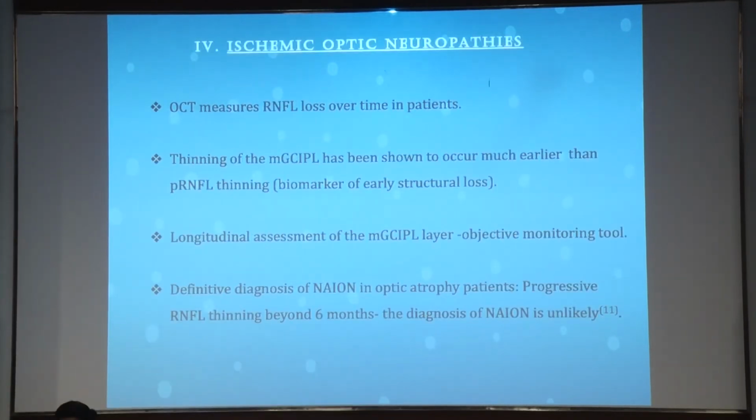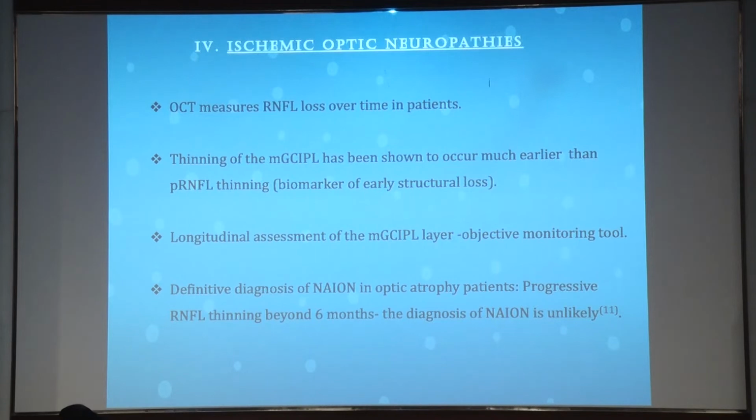In ischemic optic neuropathy, you can have a definitive diagnosis because usually in NAION patients, the vision loss does not progress beyond 6 months. The RNFL thinning should not progress beyond 6 months. It should reach a stagnant phase. But if the thinning is continuing to occur, then probably your NAION is unlikely.